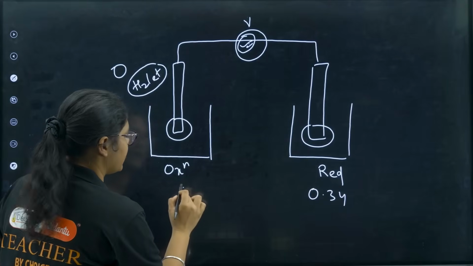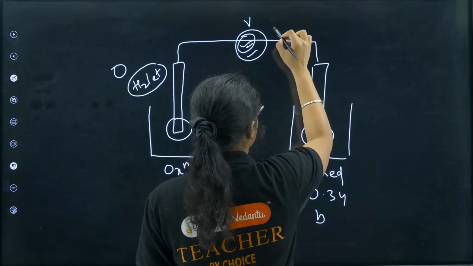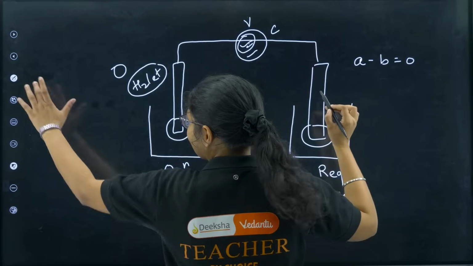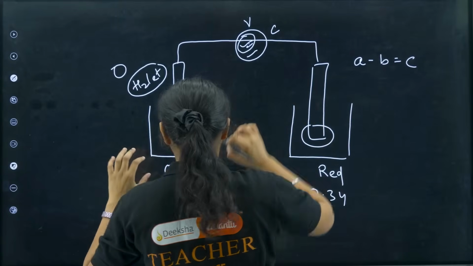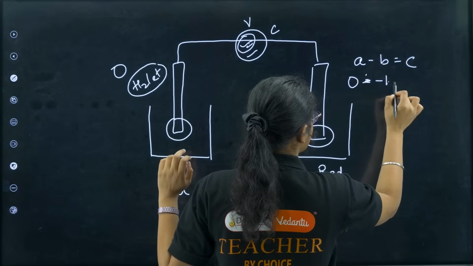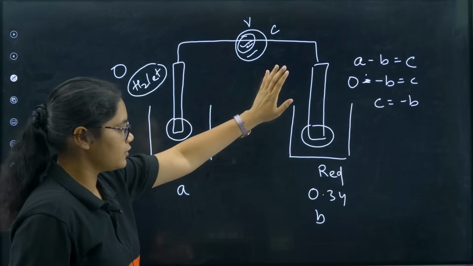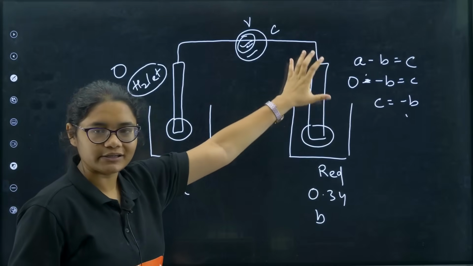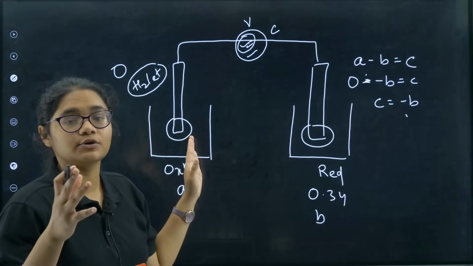Suppose this is A and this is B, and I want to find the value of this one. If this value comes out to be C, now I can write that A minus B is equal to C. Suppose one of them is already 0, then 0 minus B is equal to C. So I can say that C is equal to minus B, meaning the reduction potential of this side is nothing but the minus B value. So we can easily calculate the reduction potential of all the electrodes by taking one reference electrode, and that reference electrode is the hydrogen electrode.